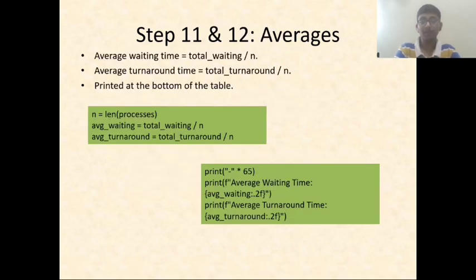Step 11 and step 12 are calculating averages. We know that we can calculate averages by sum of all observations divided by total number of observations. The same concept is used here for calculating average waiting time and average turnaround time. For calculating average waiting time, we use the formula total waiting time by n. Here n represents the number of processes. And for calculating average turnaround time, we use the formula total turnaround time by n. Here also n represents the number of processes. And the code is given here.